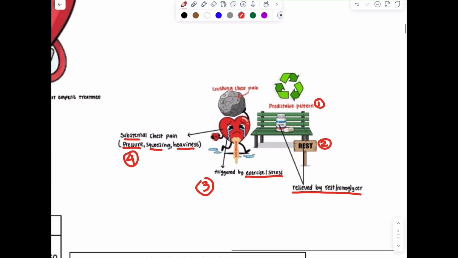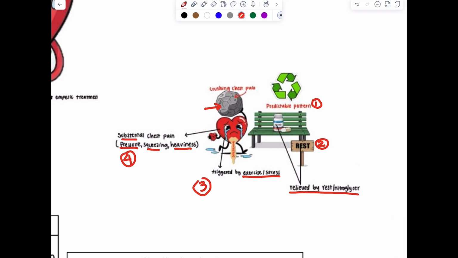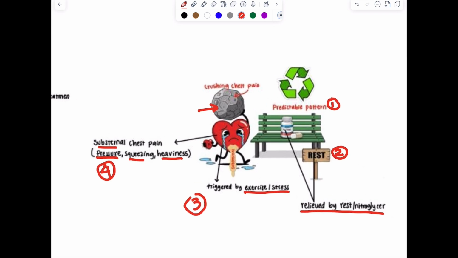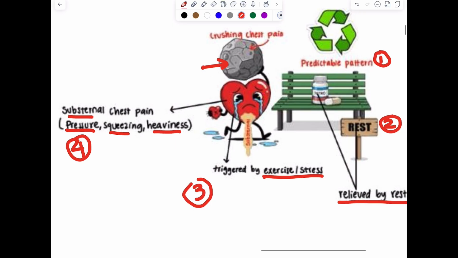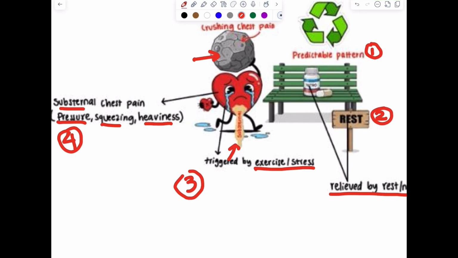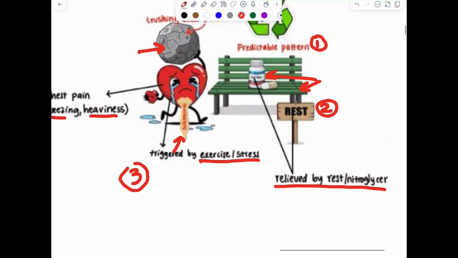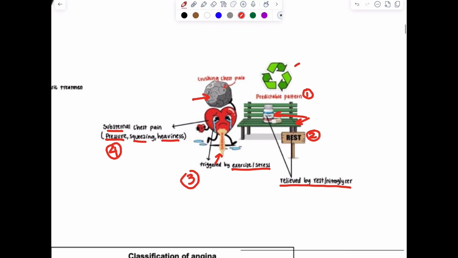literally all it means is this right here. I drew this boulder right here because this is going to be like a crushing chest pain, and this heart is running to remind you of exercise. This is supposed to look like a sternum. It's kind of blurry because it's substernal. This is a rest area with medications because it's relieved by rest and nitroglycerin, and this is to remind you that it's a predictive pattern.